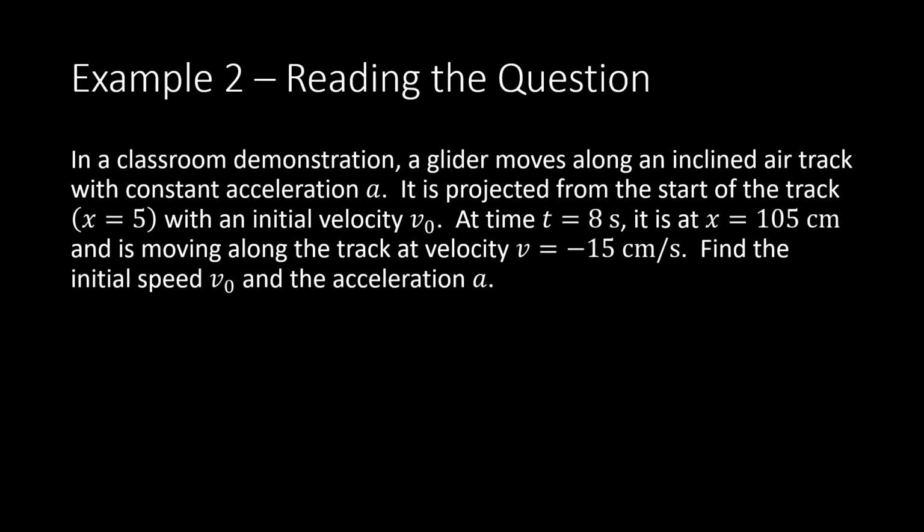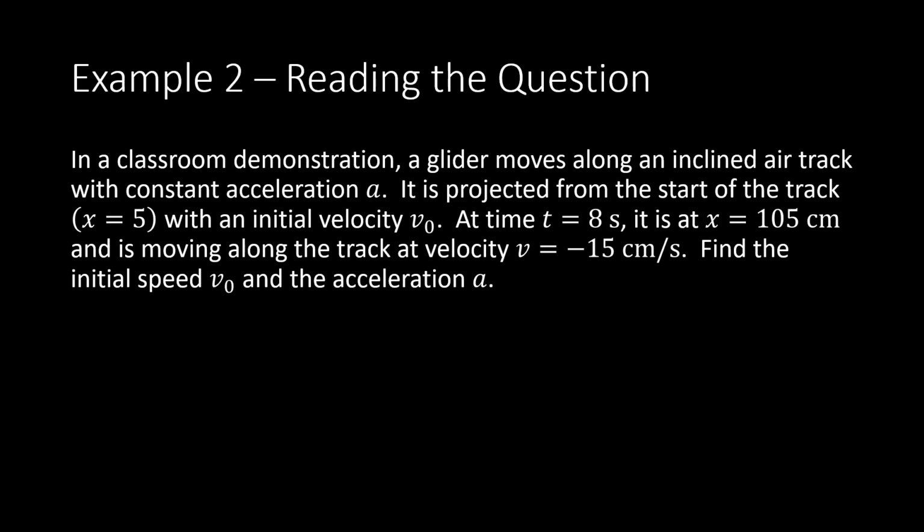Example 2. In a classroom demonstration, a glider moves along an inclined air track with constant acceleration a. It is projected from the start of the track, x equals 5, with an initial velocity v0. At time t equals 8 seconds, it is at x equals 105 centimeters and is moving along the track at velocity v equals negative 15 centimeters per second. Find the initial speed v0 and the acceleration a.